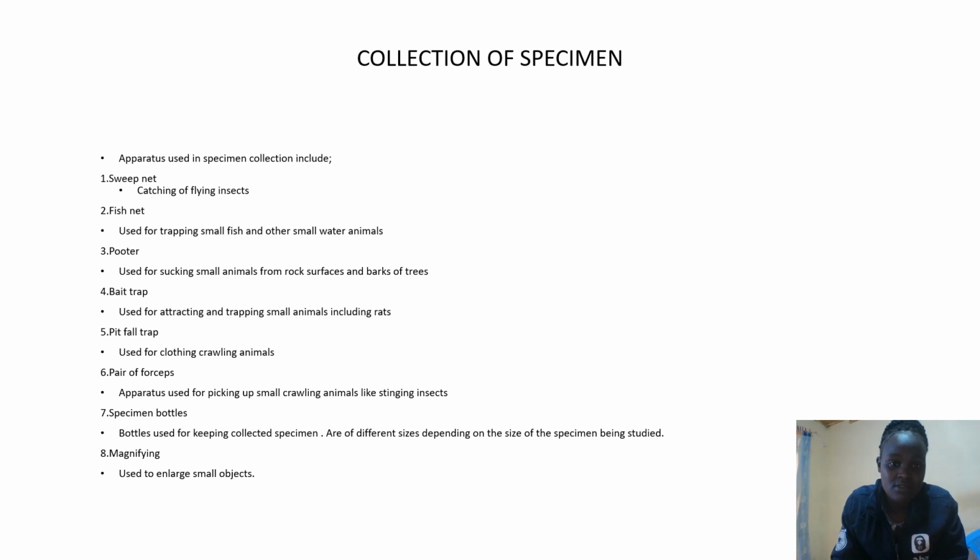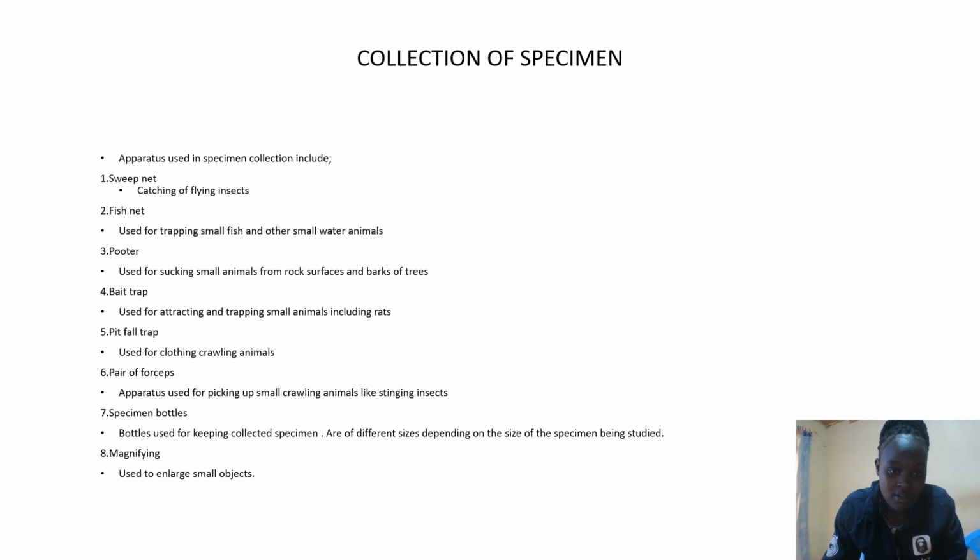The next is the bait trap. The bait trap is used for attracting and trapping small animals. The bait trap is specially designed for attracting animals such as rats, mice, and other small animals.